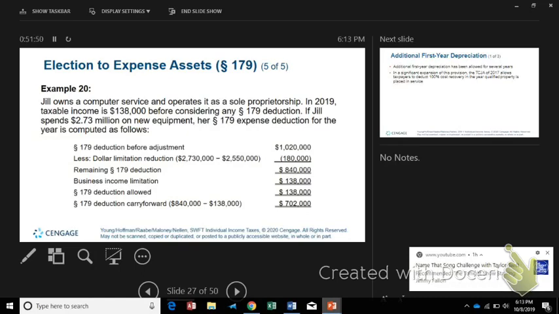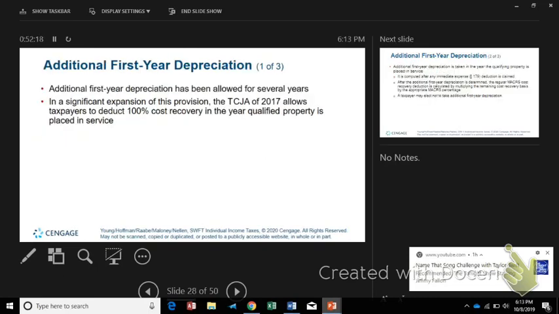So what's left? She gets $840,000 of the $1,020,000. But her net income is only $138,000. So she can only use $138,000 this year, which means she gets to carry forward $702,000 to next year. Does that make sense? Just nod. Okay. So that's section 179. All right. So there's limits on that. It's meant for people in that target area or under.